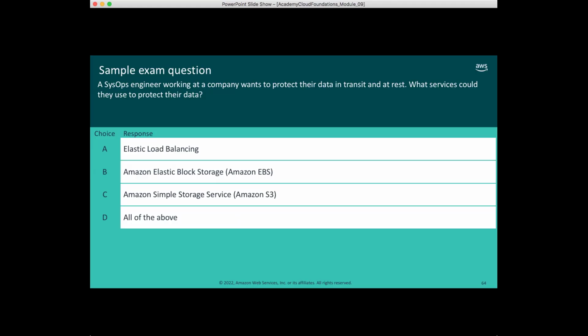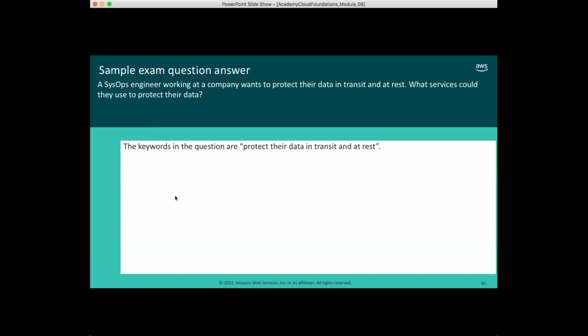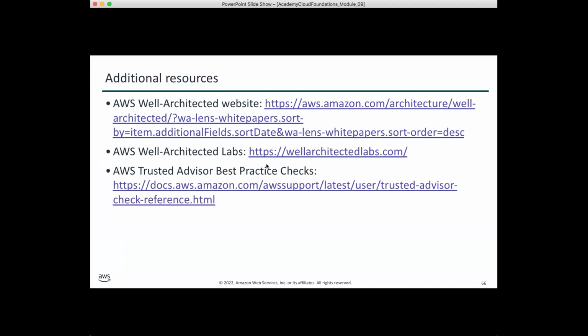A SysOps engineer wants to protect their data both in transit and at rest. What services would they use to protect their data? Now, these are for data at rest, right? These are storage services. Basically, data is stored unless someone is transferring data between them. They are at rest in a way, they're storage, right? And Elastic Load Balancing is moving data between healthy and unhealthy resources. That's what load balancing does, based on the criteria we have defined. So both in transit and at rest, all of the above applies here. The keywords in the question are protect data in transit and at rest. Right, the correct answer is D.